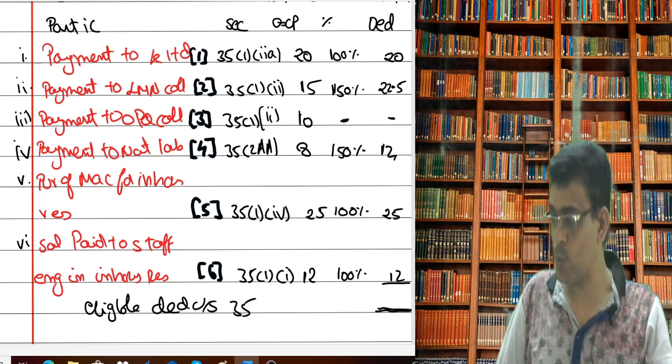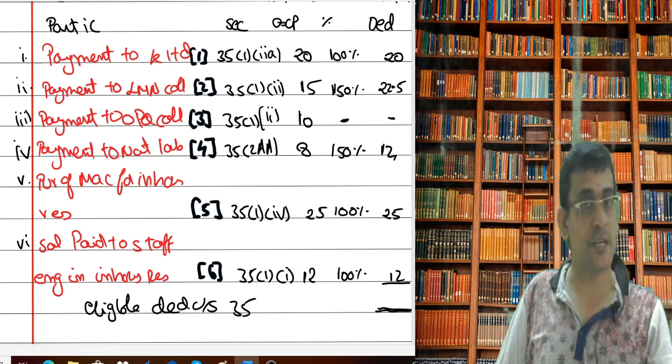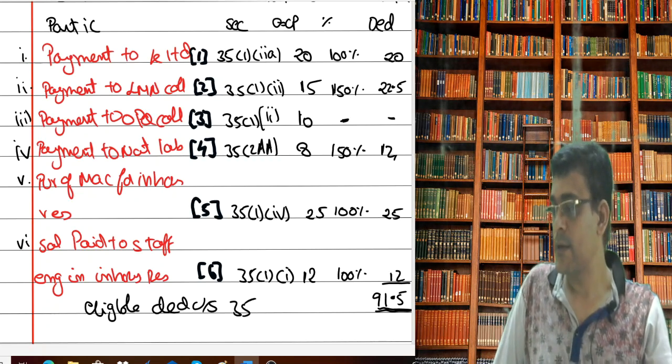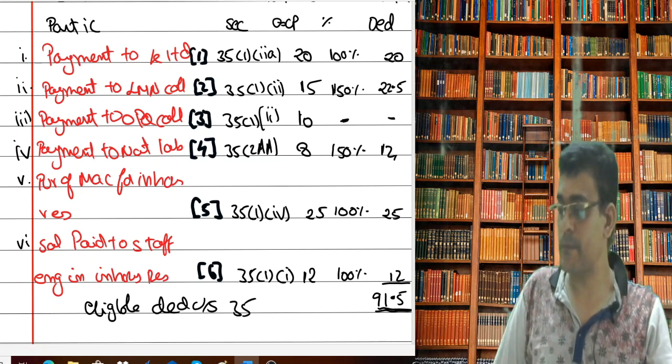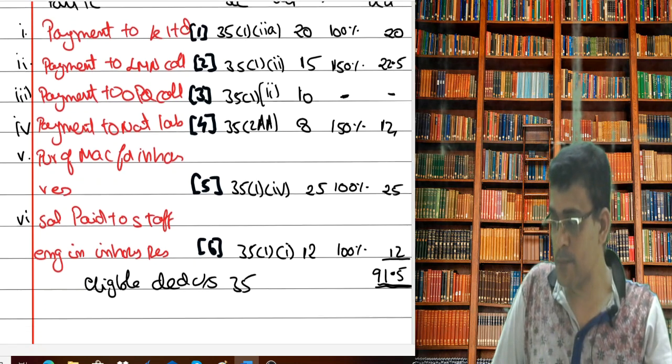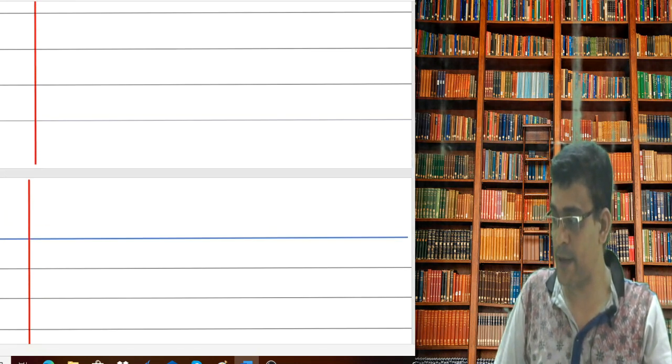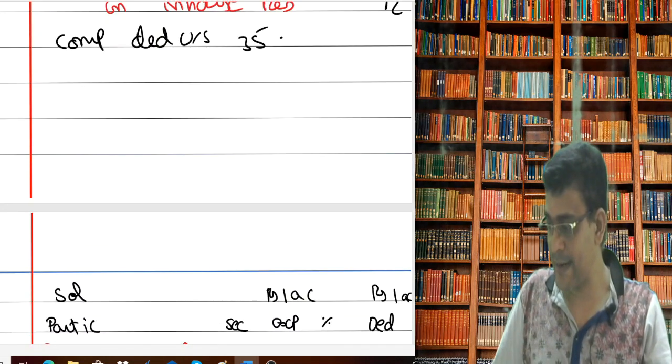20 plus 22.5 gives you 42.5. 42.5 plus 12 plus 25 plus 12 should give you around 91.5 lakhs. So everything in lakhs. That's what we have already mentioned here. Now you are supposed to write the working notes. So I want you to write the working notes. I will explain for you again.